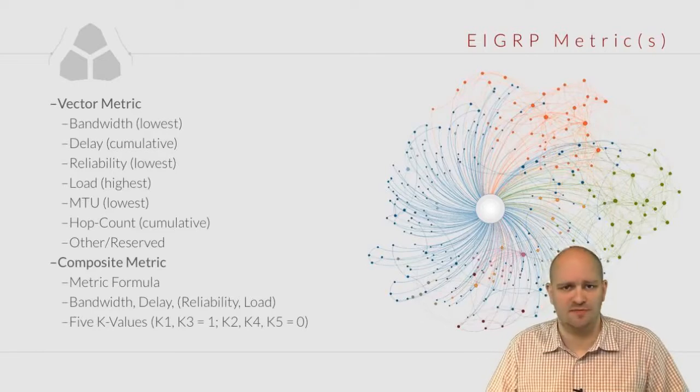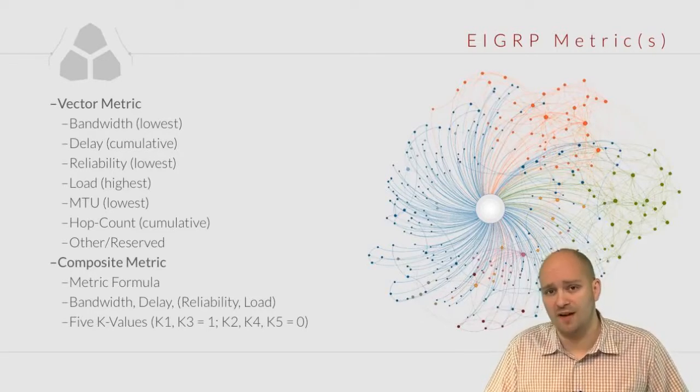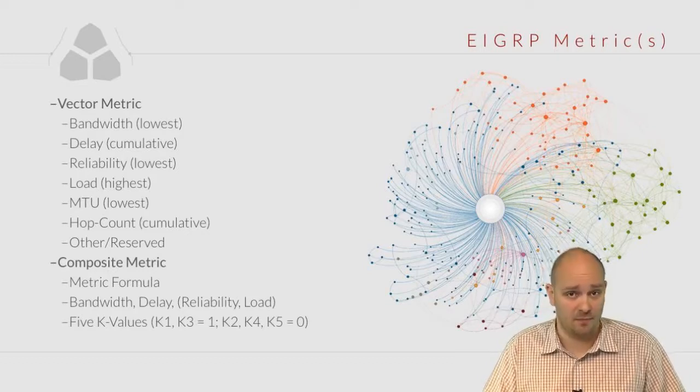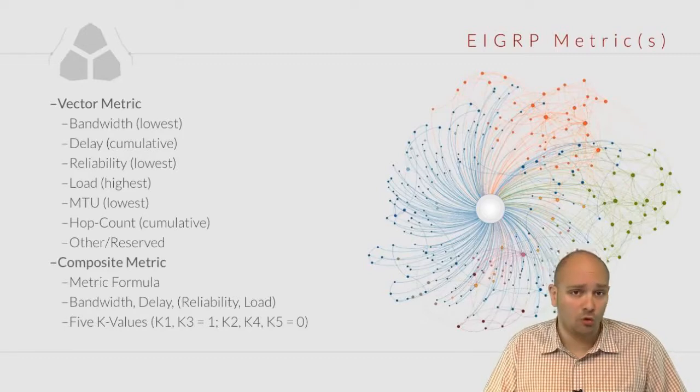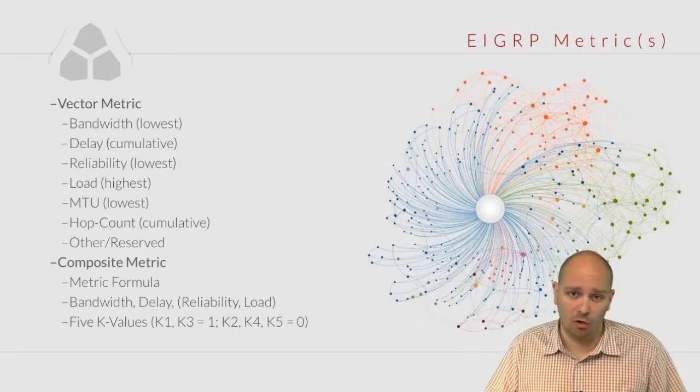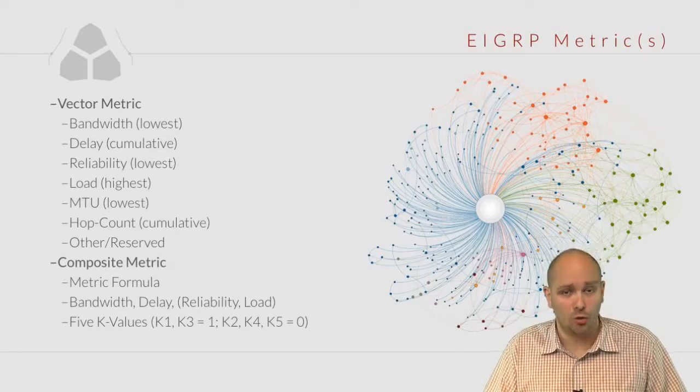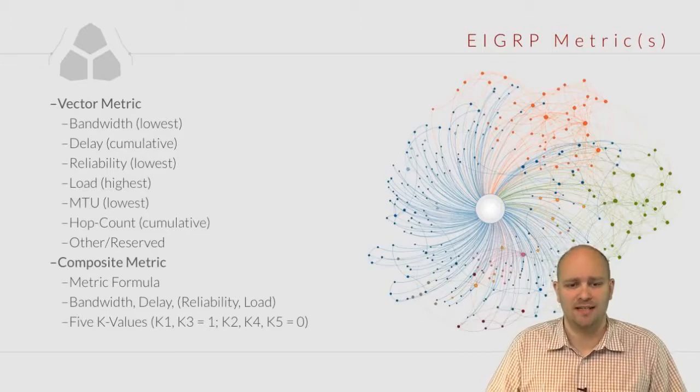What constitutes vector metric are bandwidth, and only the lowest value of the bandwidth on the entire path is going to be carried along. Delay, which is the cumulative value of all the delays configured on the interfaces along the path. Reliability, and here we are again keeping just the lowest value on the path. Load, and the highest value is kept.